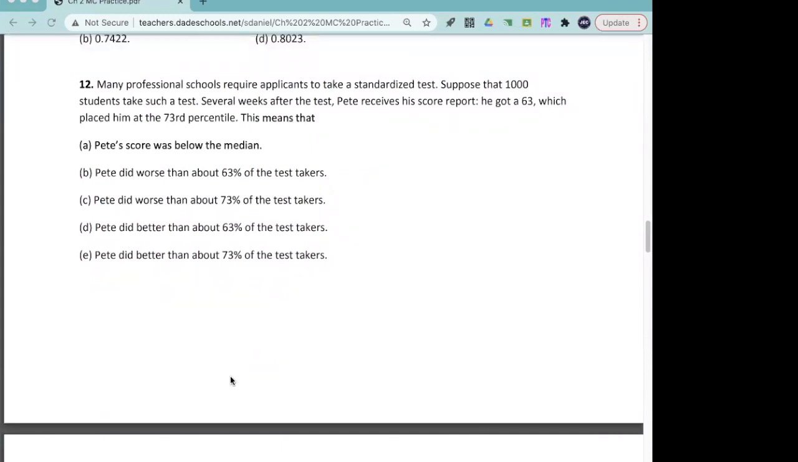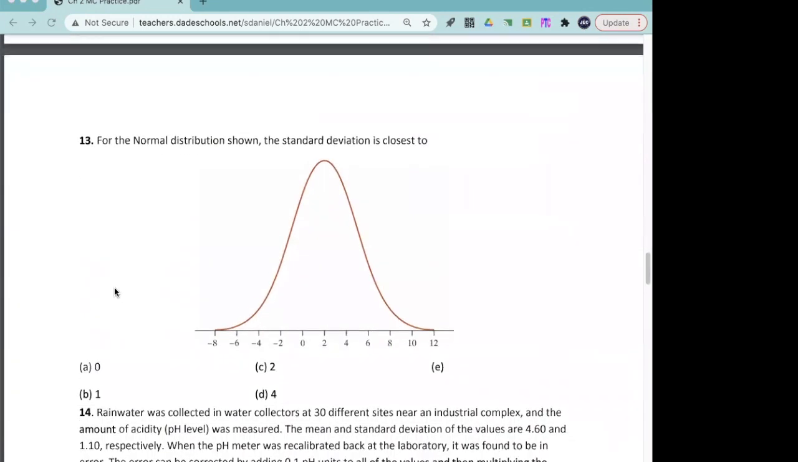73rd percentile is exactly E. It's just a definition. Being in the 73rd percentile means that you're better than about 73%. So that's just a definition.